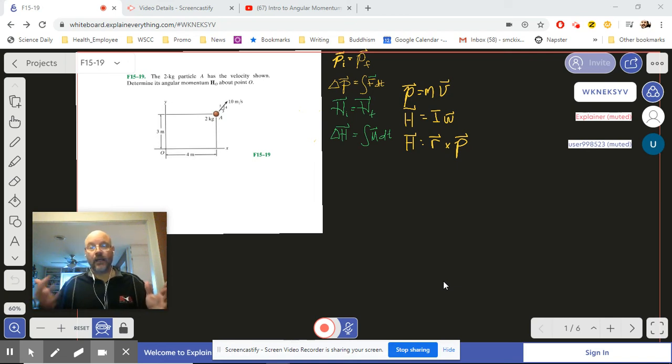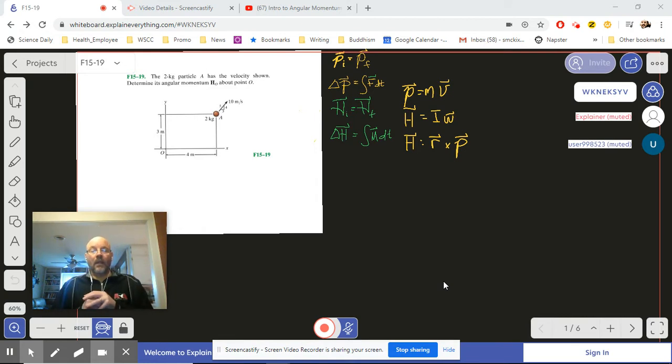Okay, I'm still having some operational issues, but I think that we can keep going here. So we were going to look at this example, 15-19, and it says the 2 kilogram particle has a certain velocity, determine its angular momentum h0.